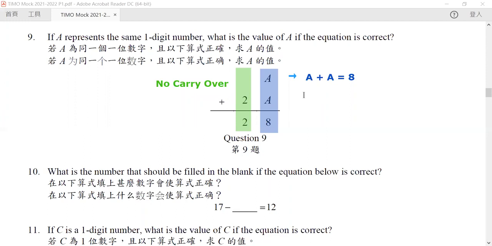Okay, let's just continue. Because A plus A is equals to 8, it means that this is actually equals to 2A. So by this we know that the answer is 4. A must be equals to 4. Okay, so we know that our answer is equals to 4.